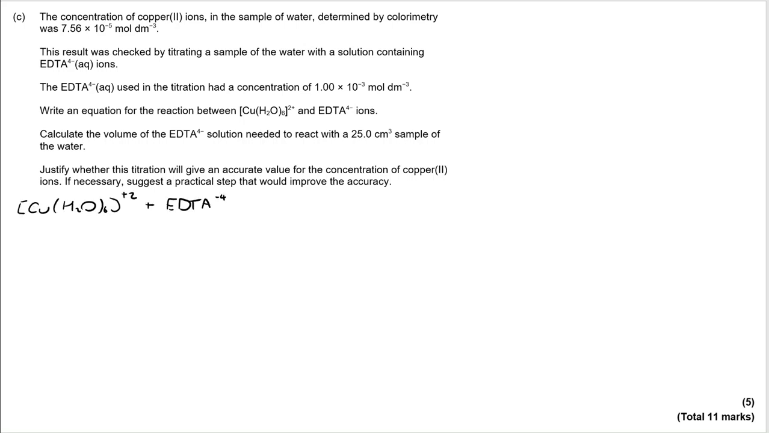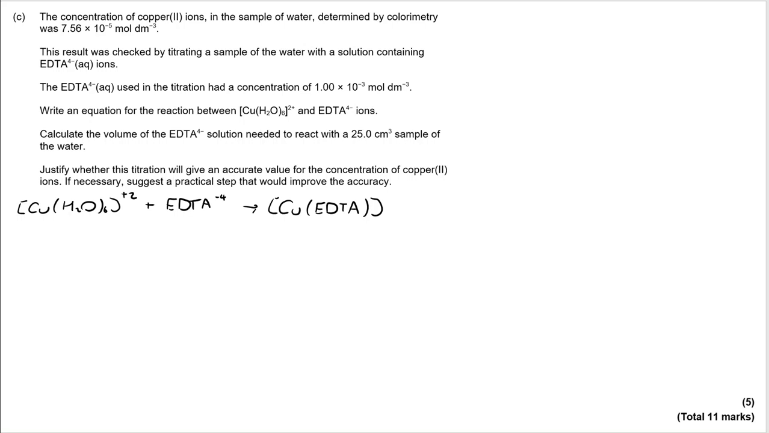First one, the equation. So we know we're starting with Cu(H2O)6 2+ and EDTA 4-. We're going to make a complex, and hopefully the earlier part of this question has reminded you that EDTA forms complexes with a coordination number of 6. It encircles the central metal ion and it will form an octahedral complex. So that EDTA 4- will replace all 6 of the H2Os.